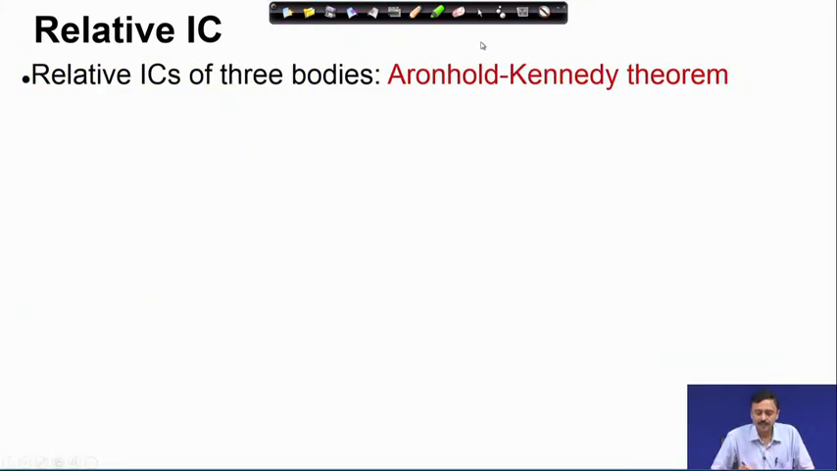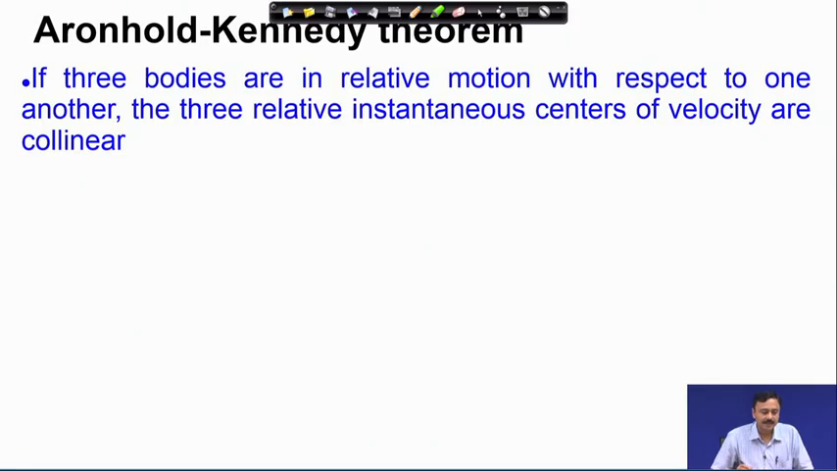And this generalization is called the Aronhold-Kennedy theorem, which states that if 3 bodies are in relative motion with respect to one another, the 3 relative instantaneous centers of velocities are collinear. So, that is the Aronhold-Kennedy theorem.